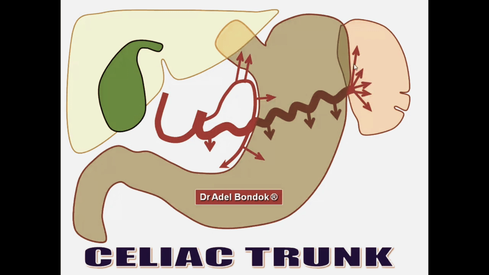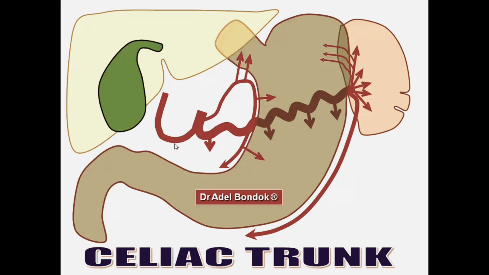It gives short gastric branches to supply the fundus of the stomach. These branches reach the stomach through the gastrosplenic ligament. It also gives the left gastroepiploic artery along the greater curvature of the stomach, which anastomoses with the right gastroepiploic artery.